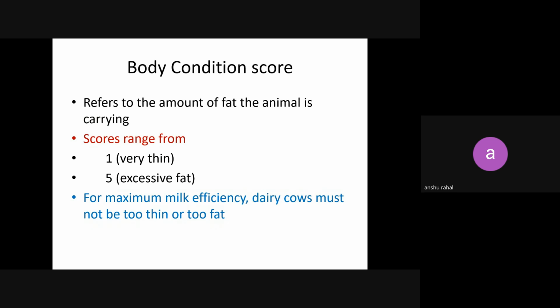The body condition score is very essential in determining the health status of the animal. If you are going for scoring, the average score should be about 4. A score of 1 indicates that the animal is very thin, and 5 that the animal has excessive fat. Excessive fat can lead to reproductive problems within the animal and can lead to a lethargic situation. If the animal is very thin, it means the animal is undernourished. For maximum milk efficiency, dairy cows must not be too thin or too fat.